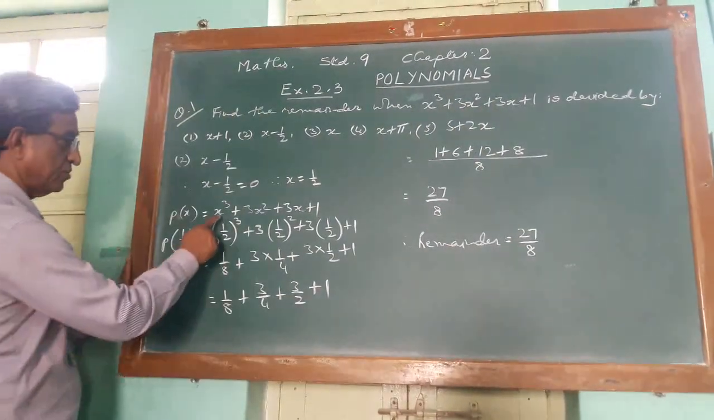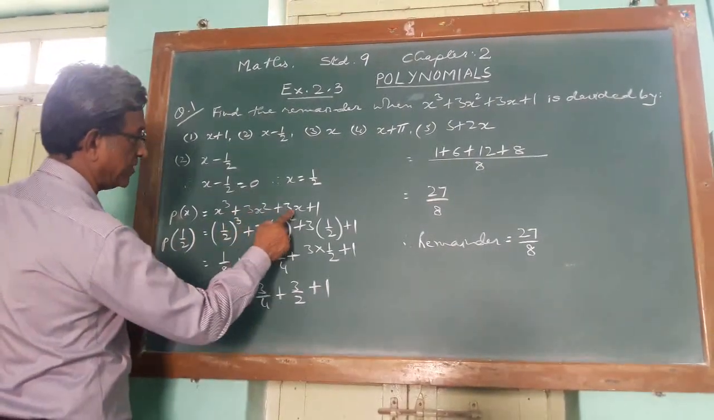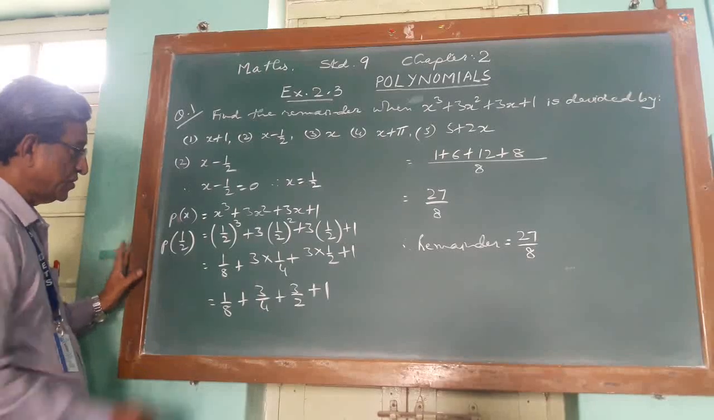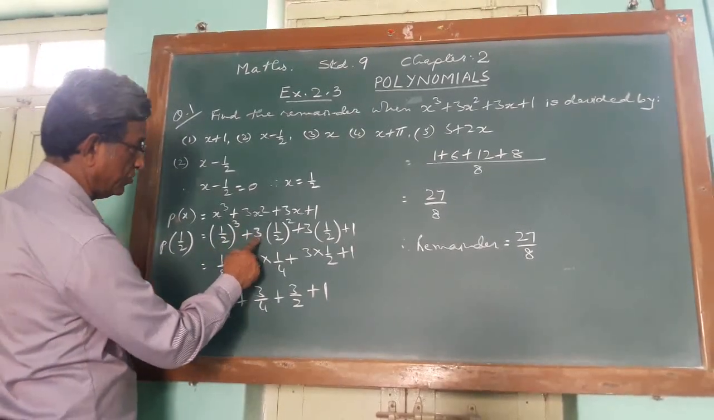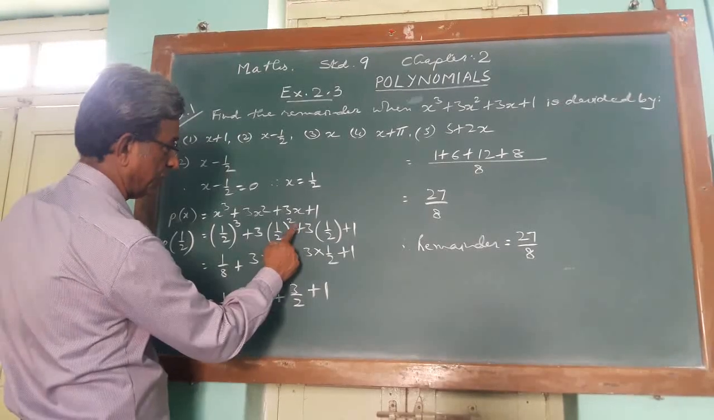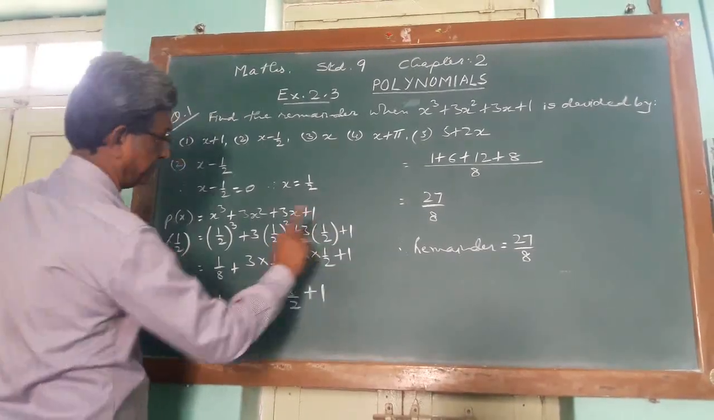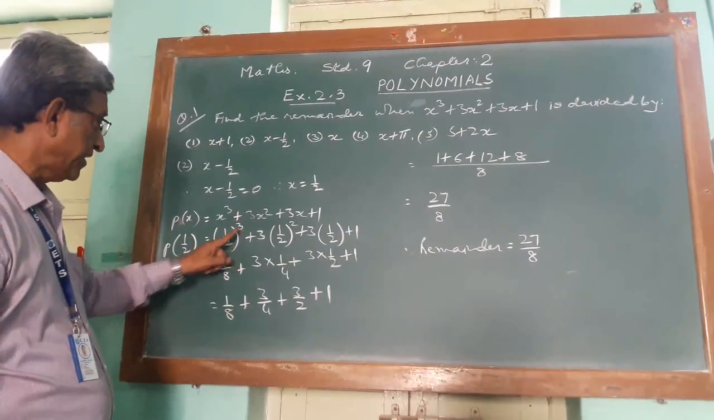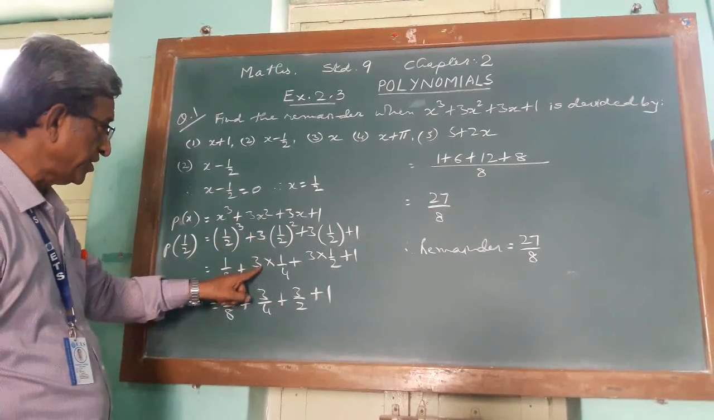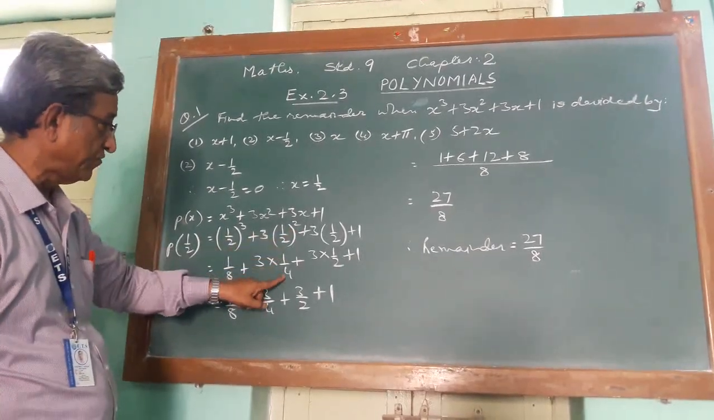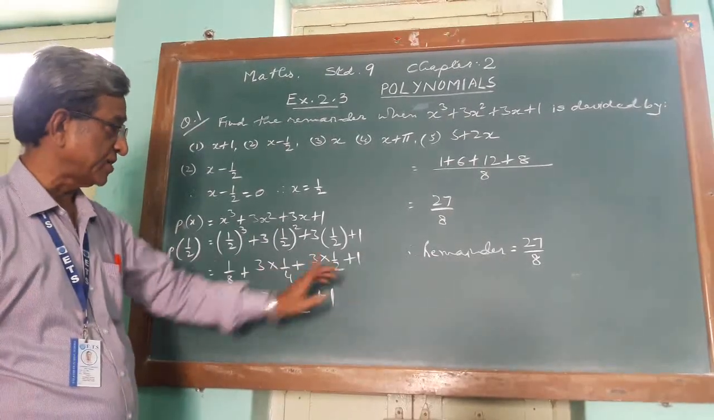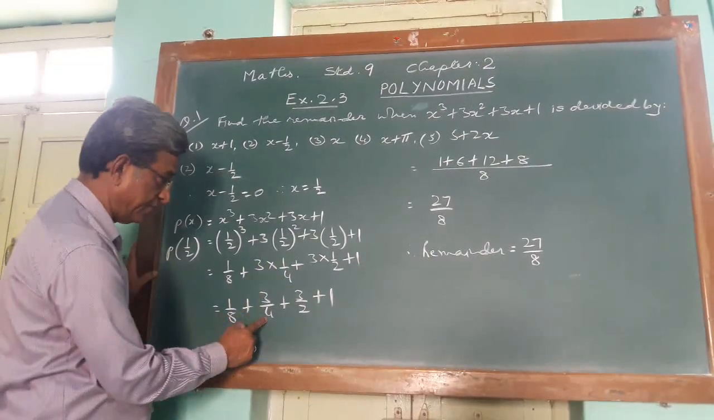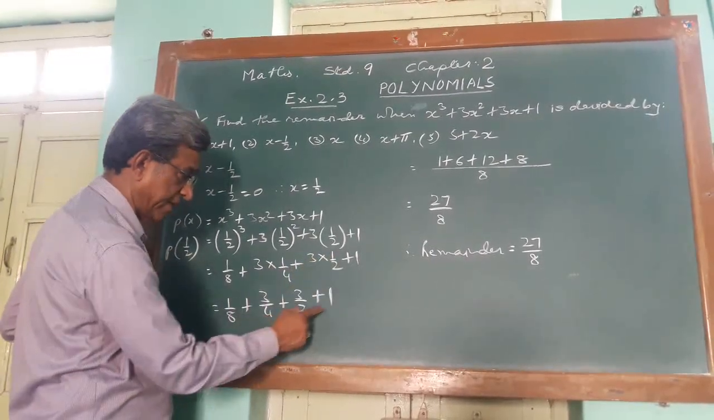So p(x) is equal to 3x cube plus 3x square plus 3x plus 1. Substitute 1 upon 2 in place of x. So 1 upon 2 cube, 3 into 1 upon 2 whole square, 3 into 1 upon 2 plus 1. Now simplify. 1 upon 2 raised to 3 gives you 1 upon 8. 3 as it is into 1 upon 2 square gives you 1 upon 4. 3 into 1 upon 2 plus 1. 1 upon 8. 3 ones are 3 upon 4. 3 ones are 3 upon 2 plus 1.